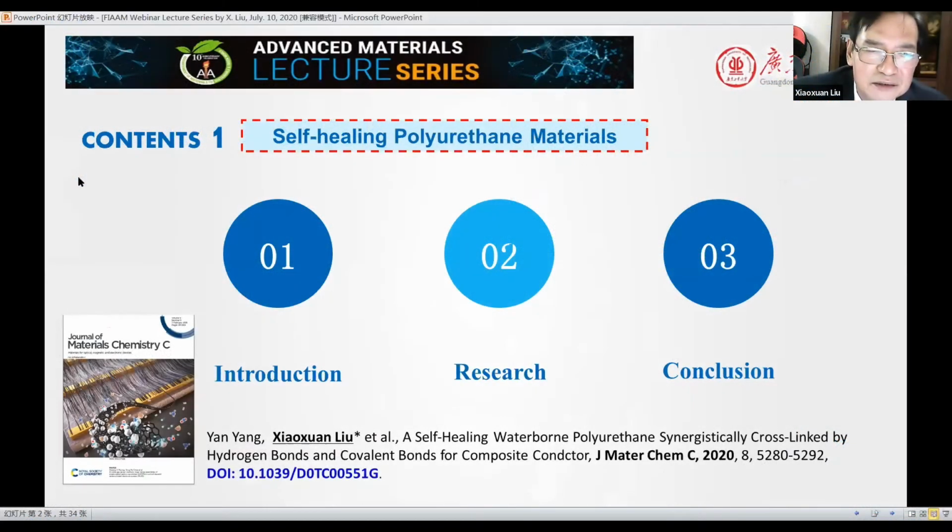Structure, it is divided into two parts. The content one is the self-healing polyurethane material. This paper is published in the Journal of Materials Chemistry, Part C, 2020.